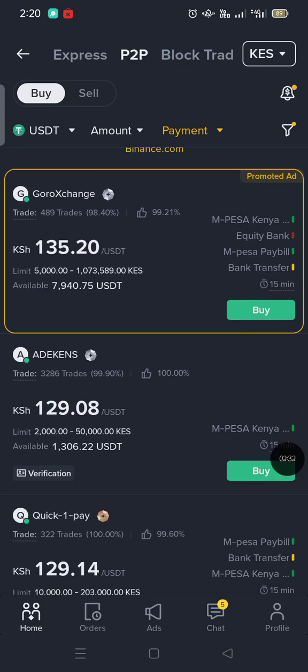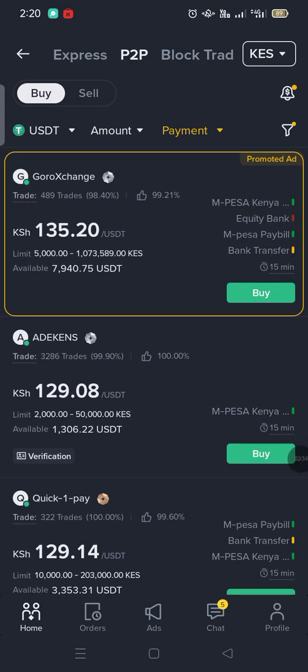I'm not going to talk much about that because I've explained it in a video I uploaded years back. If you don't know how to do that, you can just tell me so that I can upload a video on how to do P2P selling or buying, or how to deposit money on your Binance through P2P.